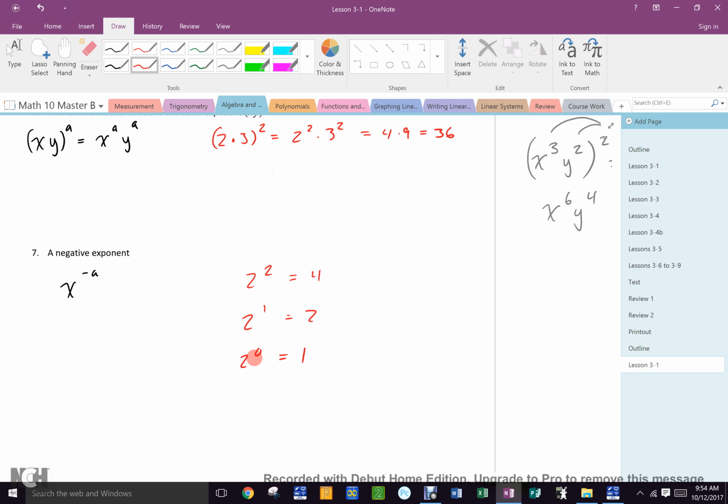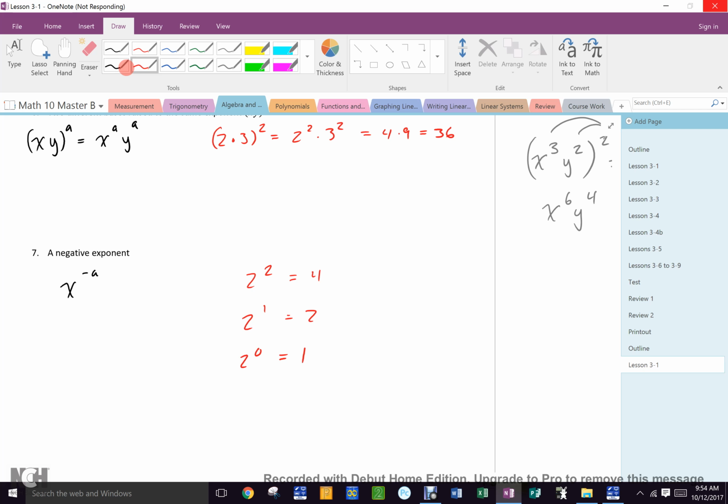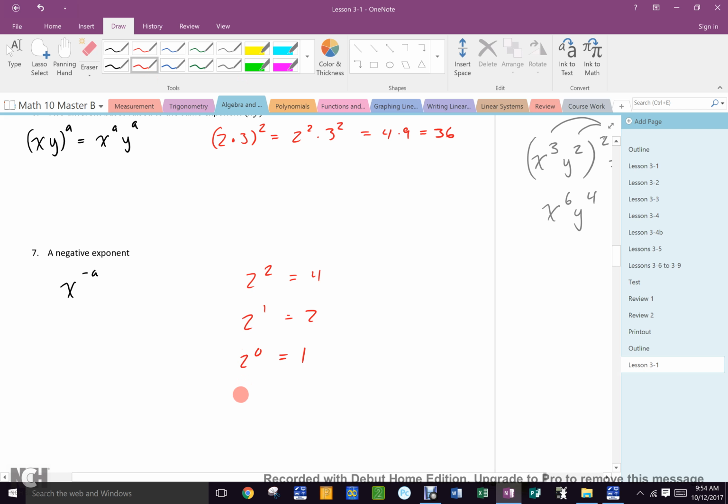So you guys are smart kids. What's the next logical exponent? What's the next number going down? Negative 1. So the next logical exponent is 2 to the negative 1, yes? And every time we go down a step, what did we do on the right-hand side of this chart? We divided it by 2. So 2 to the negative 1 must be, what's 1 divided by 2? 1/2.